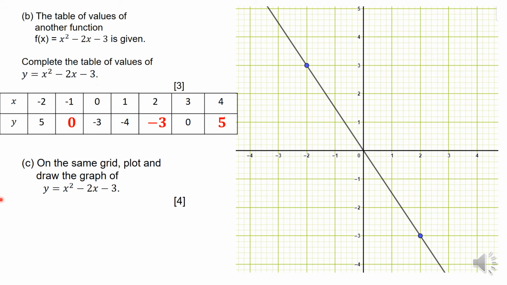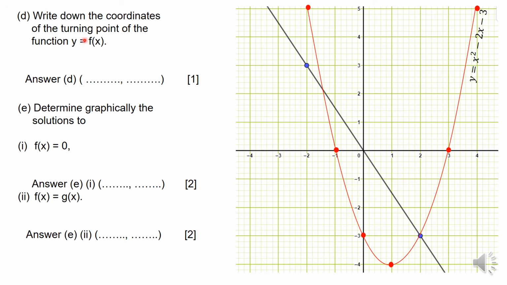Now I have got all the points. My table is complete, and now I can plot these points on the grid. Once I plot them on the grid, I expect those points to be there. Obviously the point 2, -3 is already here. So these are my points, and then I'm going to draw the graph. It's a parabola, and as you can see, it is a parabola with a minimum turning point here. Right, so you can also go ahead and label your parabola.